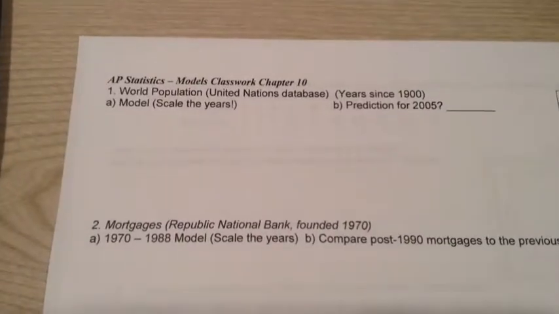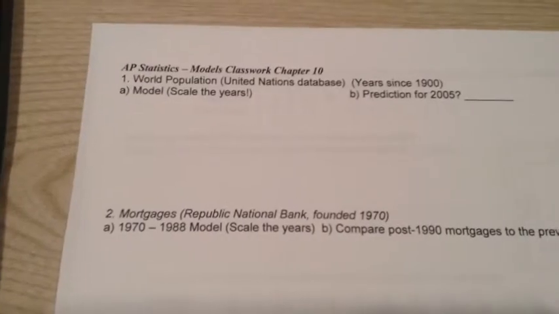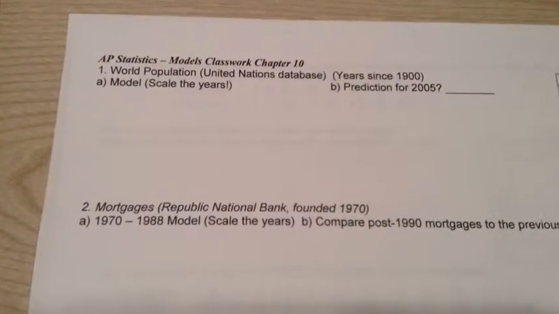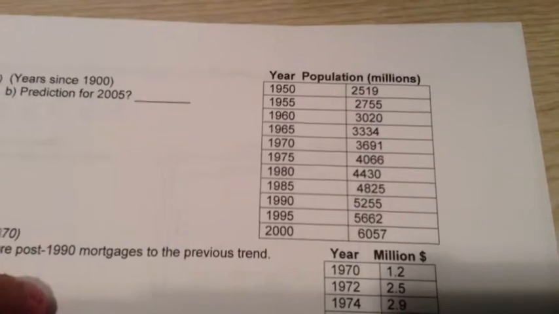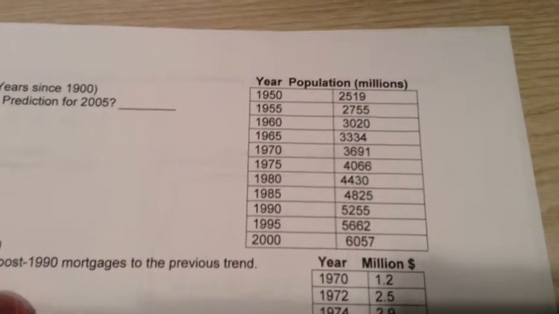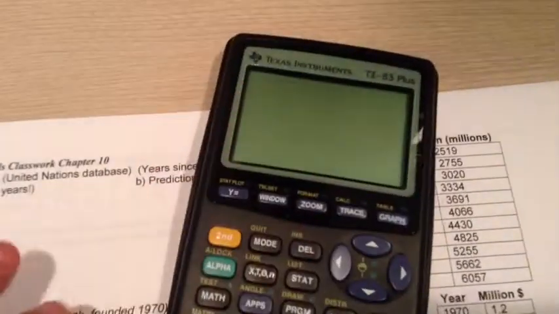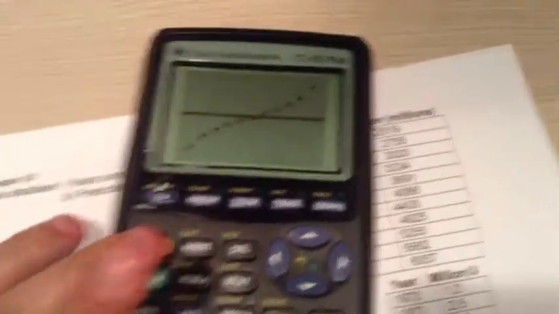Alright, so we're going to go ahead and work through an example here. We have world population, United Nations database, years since 1900. And here we got our data table. It starts from 1950 and goes to 2000. So I'm going to pull out my calculator that I have with me this time.